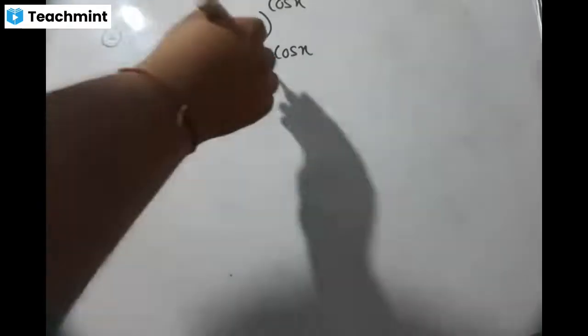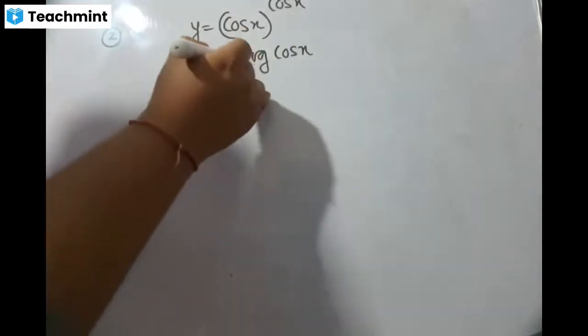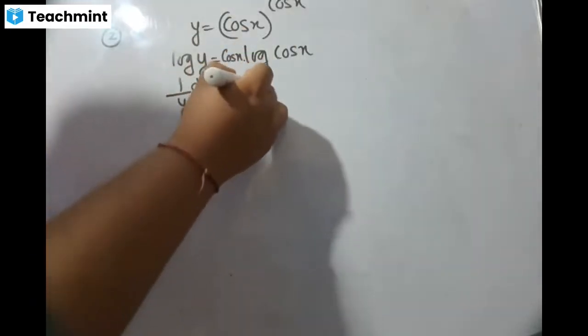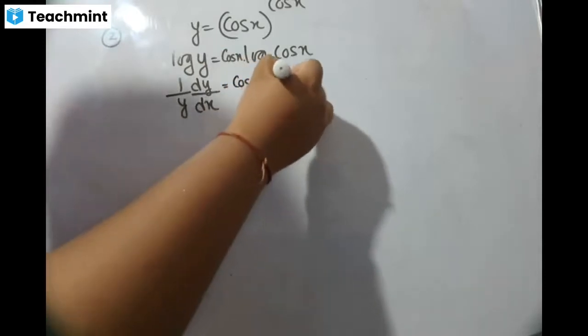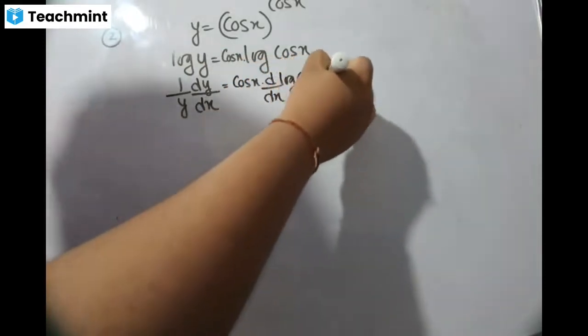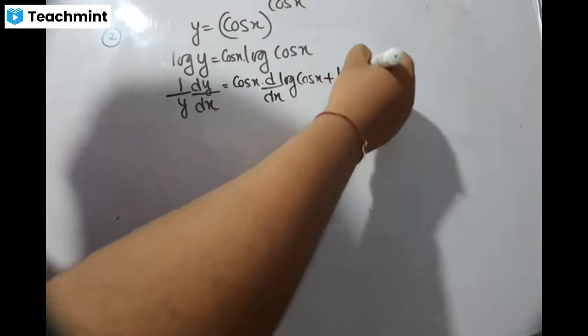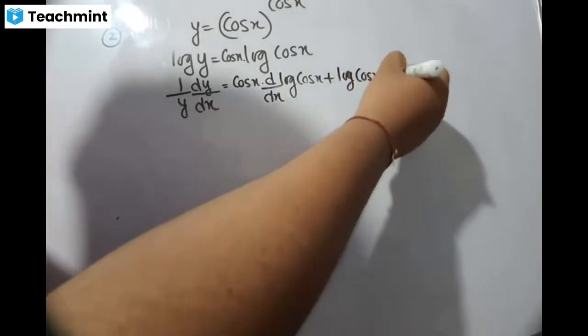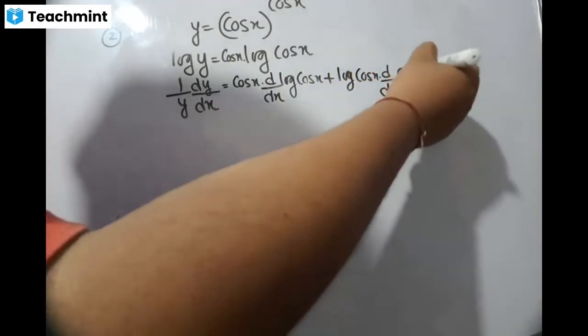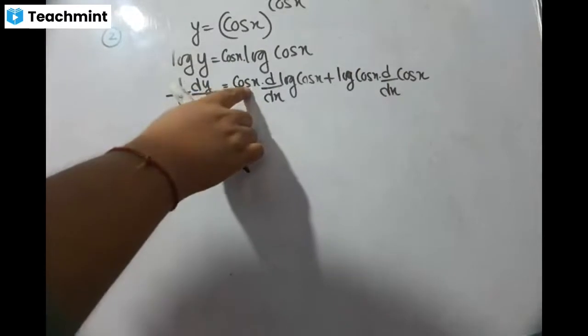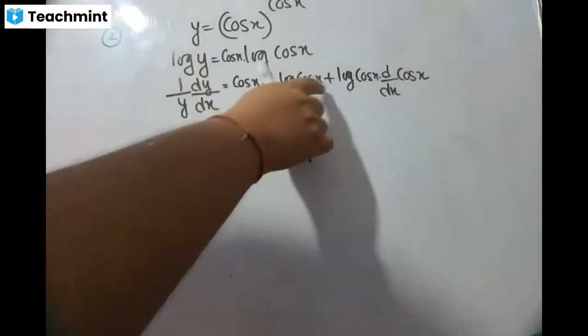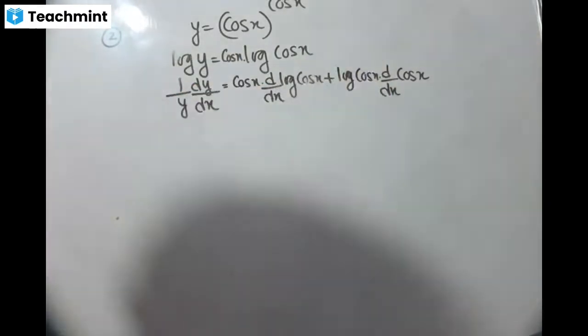Now help me out with the product rule, please. What does the product rule say? This is your u. The product rule says keep the first term and differentiate the second term, that is log cos x, plus log cos x into d by dx of cos x. That means this is the product rule. For those who are seeing this for the first time, the rule is simple: you keep the first constant u, differentiate the second v, plus keep the second constant, differentiate the first.